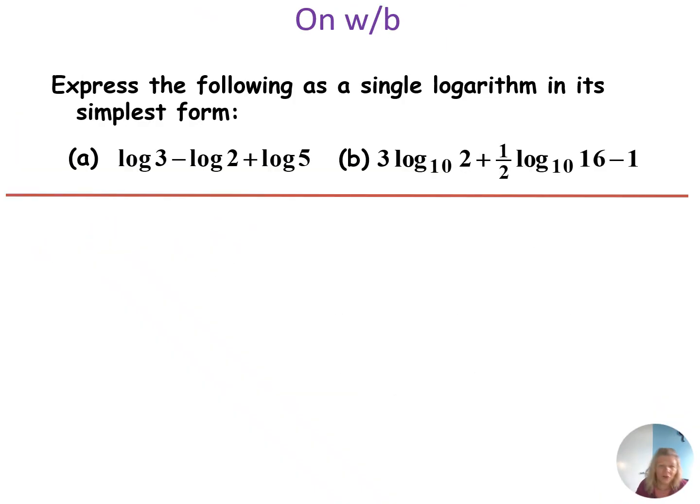Right, a couple for you to have a go at. You've got to write them as just one logarithm. Part B is a little bit tricky because you have to get rid of the -1. You have to write -1 as some sort of log and then get it in there. But just have a go at A first and then B second.